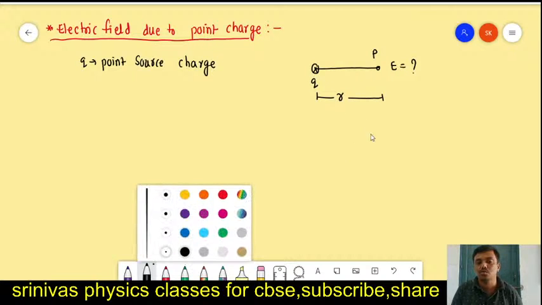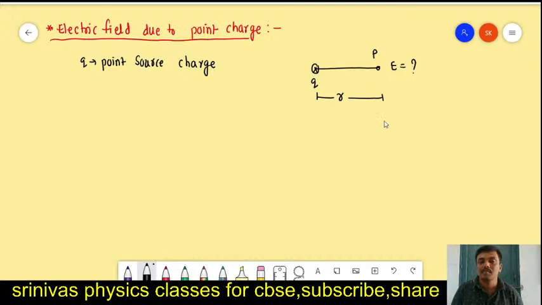For that, remember very carefully: you have to place some test charge here to test the electric field produced by the Q charge. Q charge produces the electric field because it is a source charge. To know the electric field, we should keep some other charge here. That charge will experience a force, right?